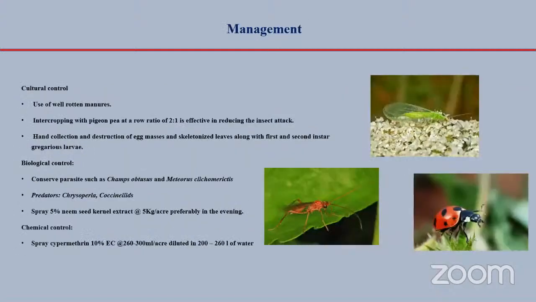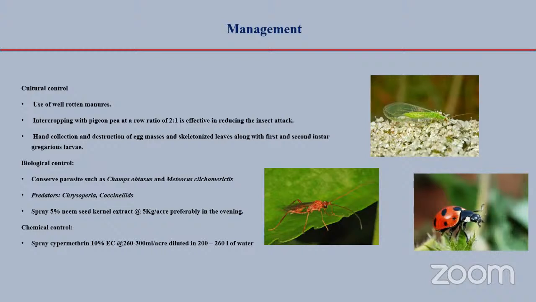So next is the management aspect of this Bihar hairy caterpillar. So what you have to do is, you have to use well-rooted mayus. Then you can also intercrop with PGNP at a row ratio of 2:1, which is a very effective method in reducing this insect attack. Then the egg masses and also the first and second instar larvae can be manually collected, and they can be destroyed.